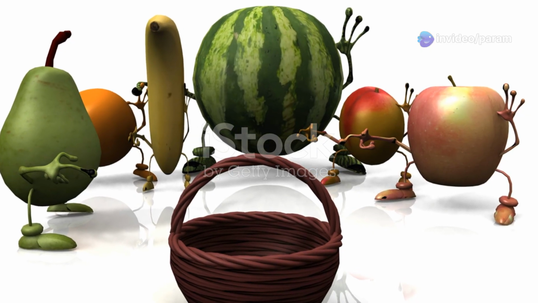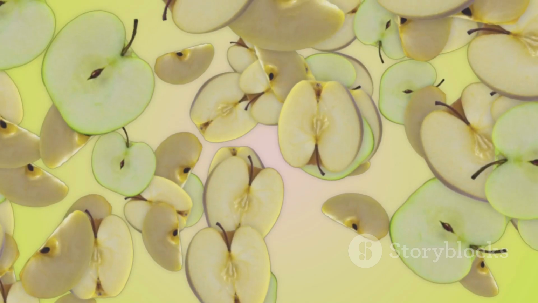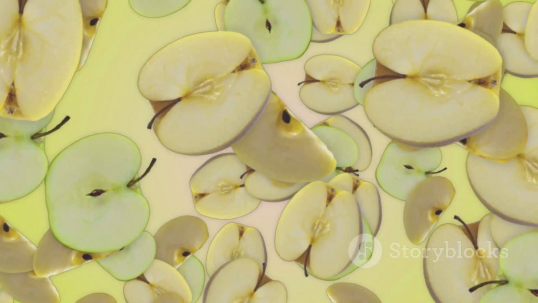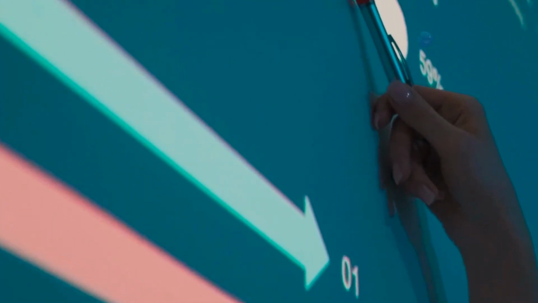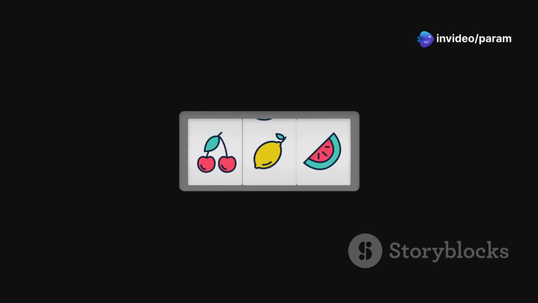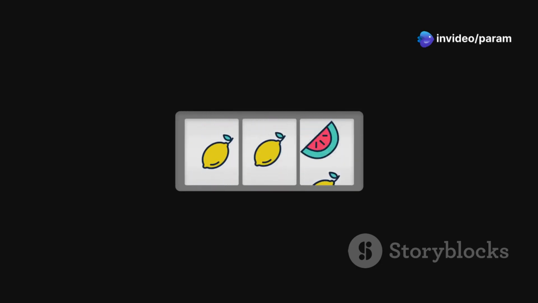Imagine we have an array called fruits. It's a list with 3 items: apple, banana, and orange. We use numbers, called the index, to grab what we want. Index 0 is apple, index 1 is banana, and index 2 is orange.